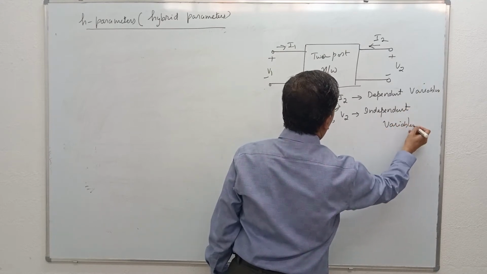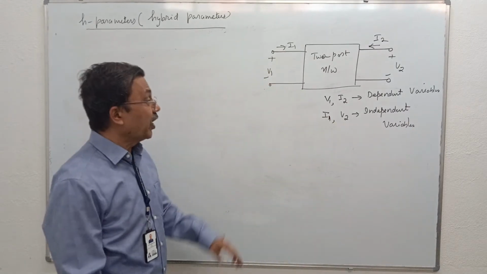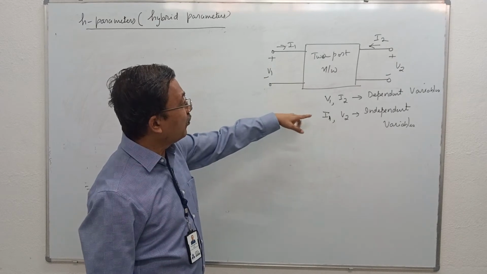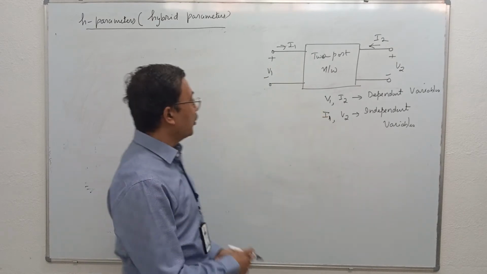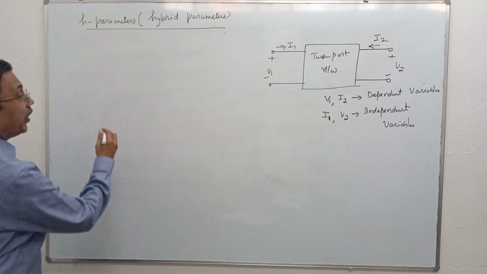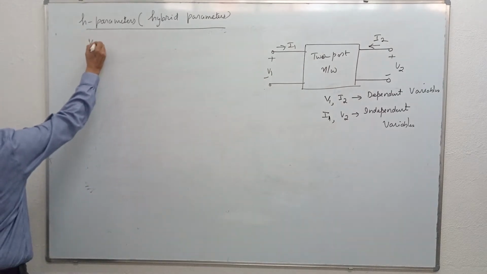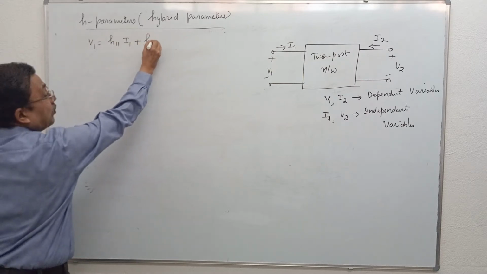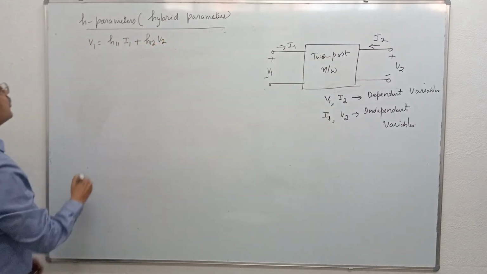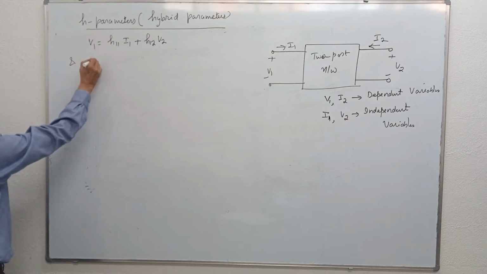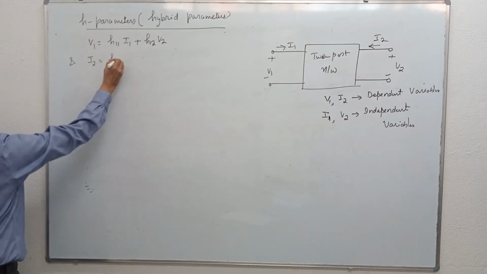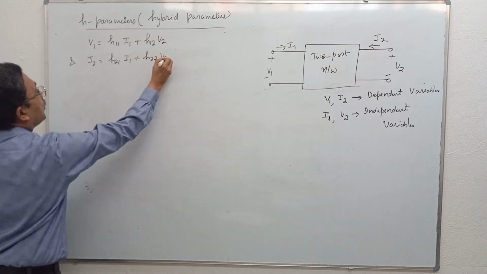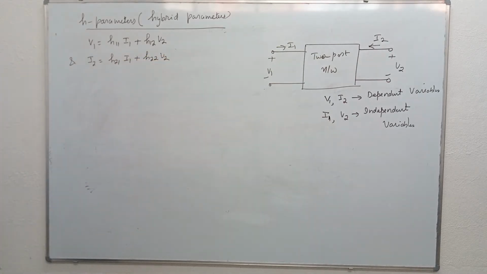Two variables are dependent, two variables are independent. Which are dependent? V1 and I2. I1 and V2 are independent variables. So what are the defining equations? Defining equations are V1 is equal to H11 into I1 plus H12 into V2, and I2 is equal to H21 into I1 plus H22 into V2. These are the defining equations.